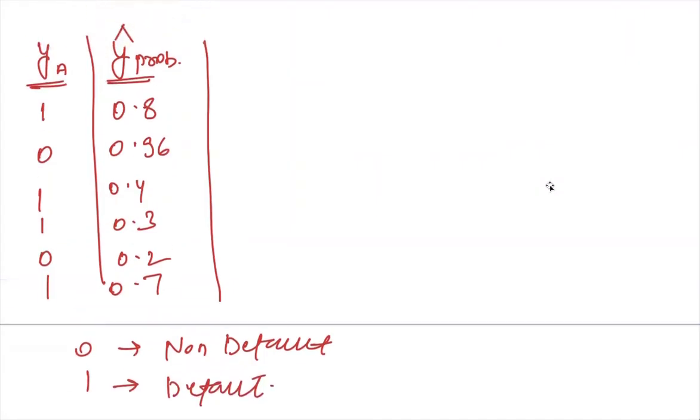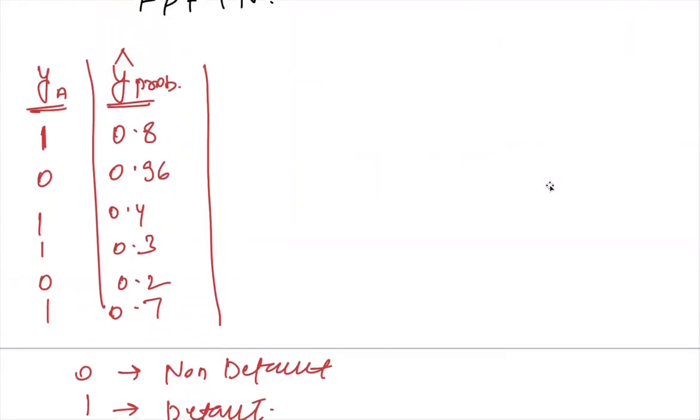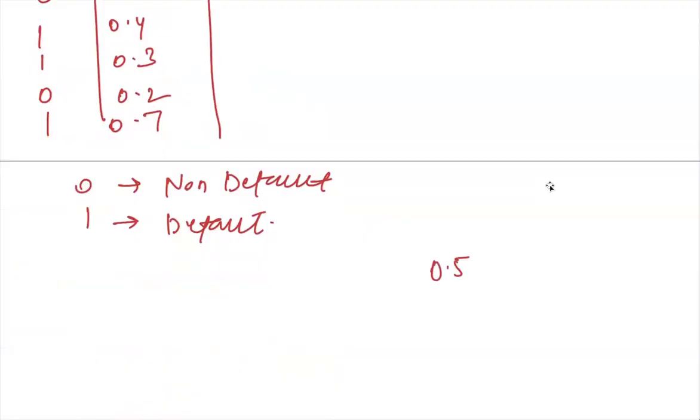So here what I'm saying is that there was a default and the model predicted 80% chances of defaulting. Here there was no default, but the model still predicted a very high probability of defaulting. As we know, 0.5 is the threshold that we keep, right? So what happens when we keep the threshold as 0.5? Anything greater than 0.5 will be 1 and anything less than 0.5 will be 0. Correct or not?